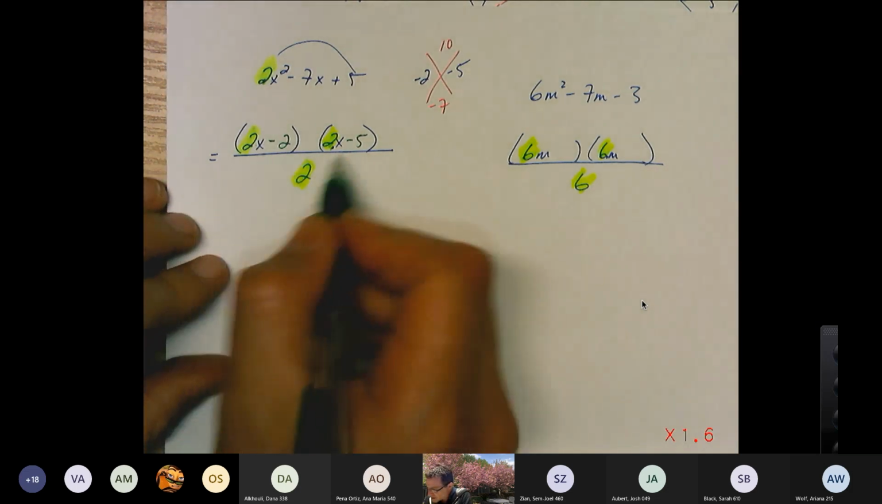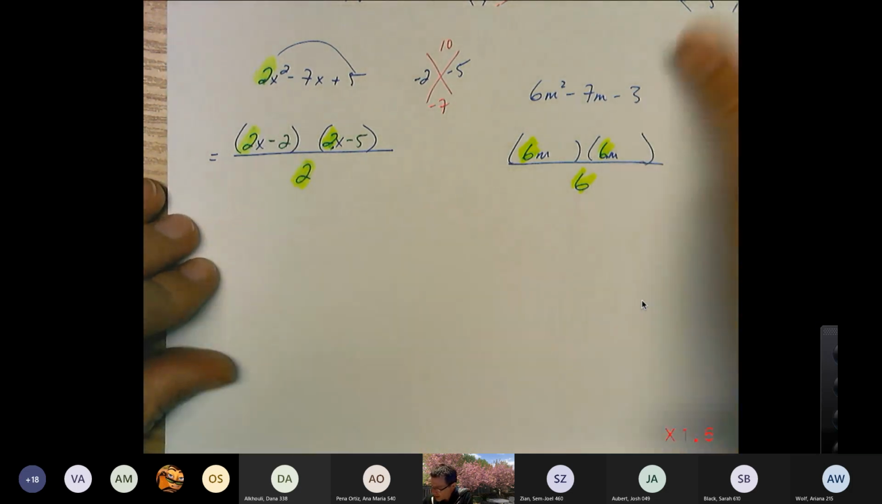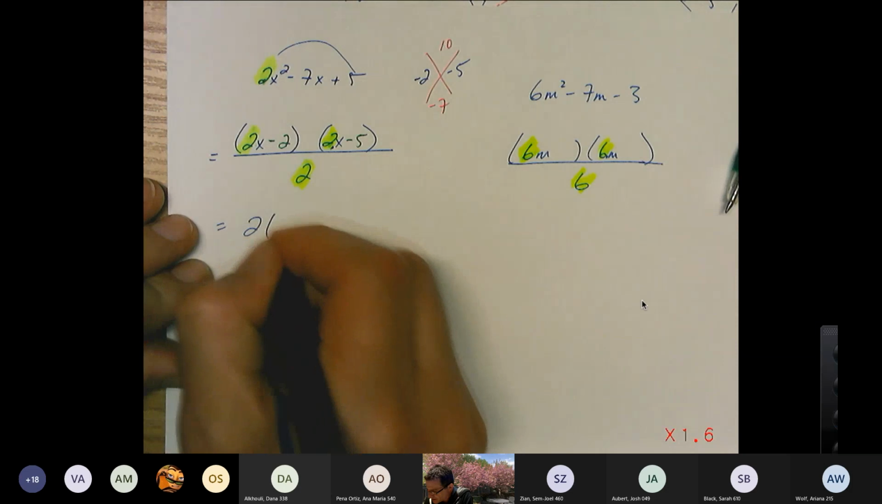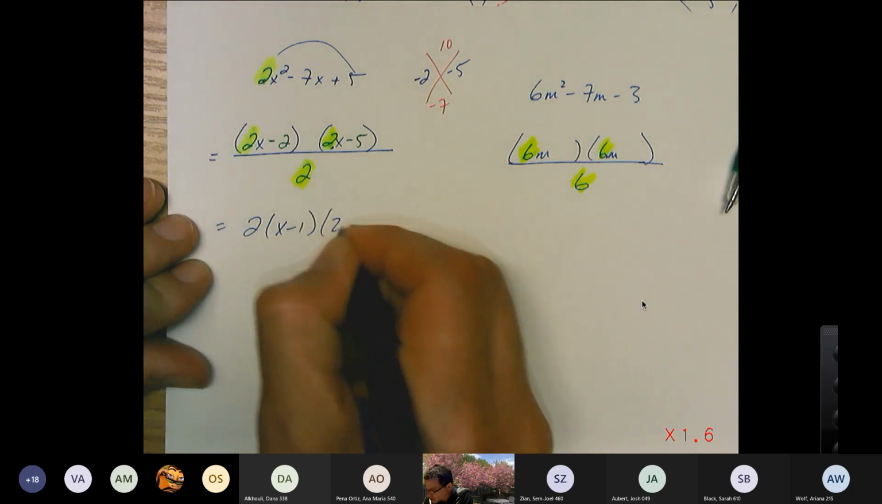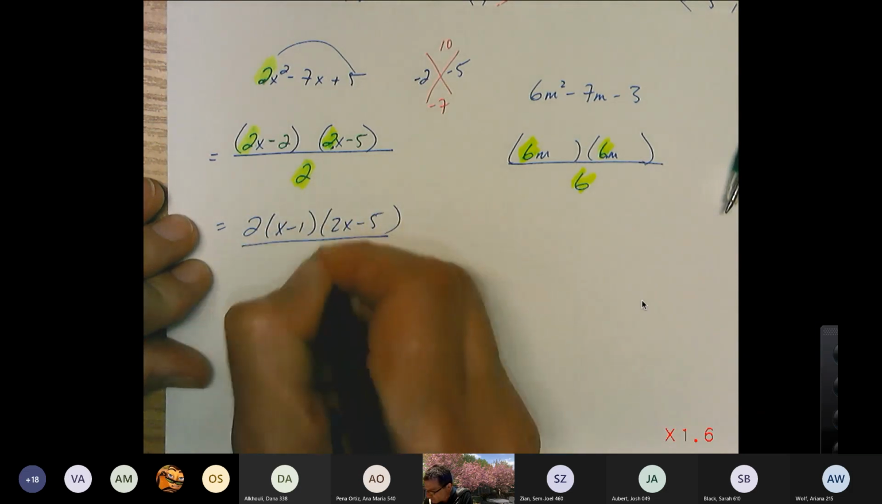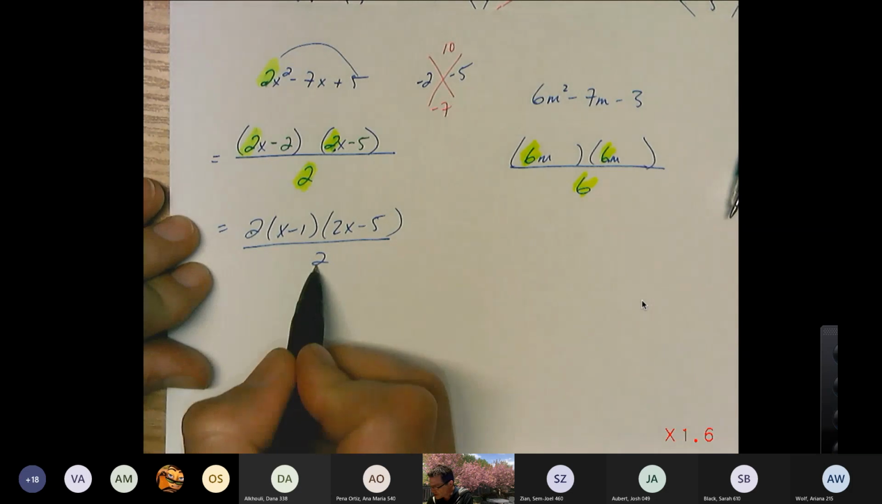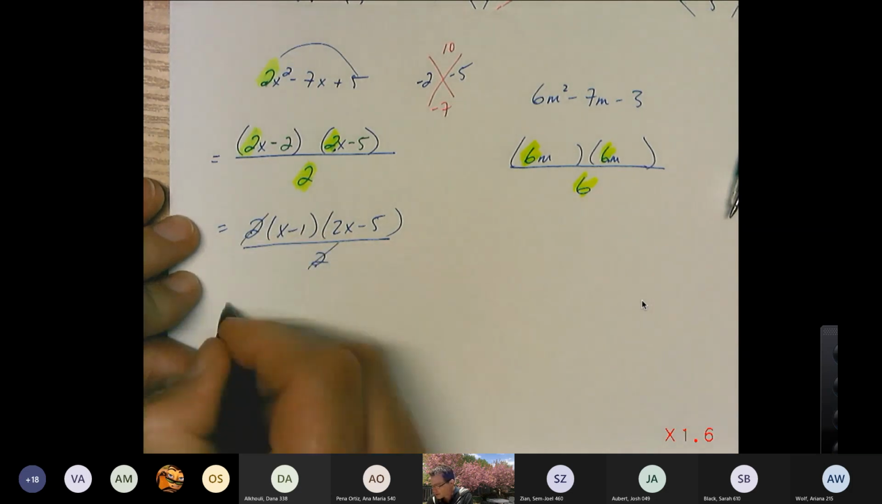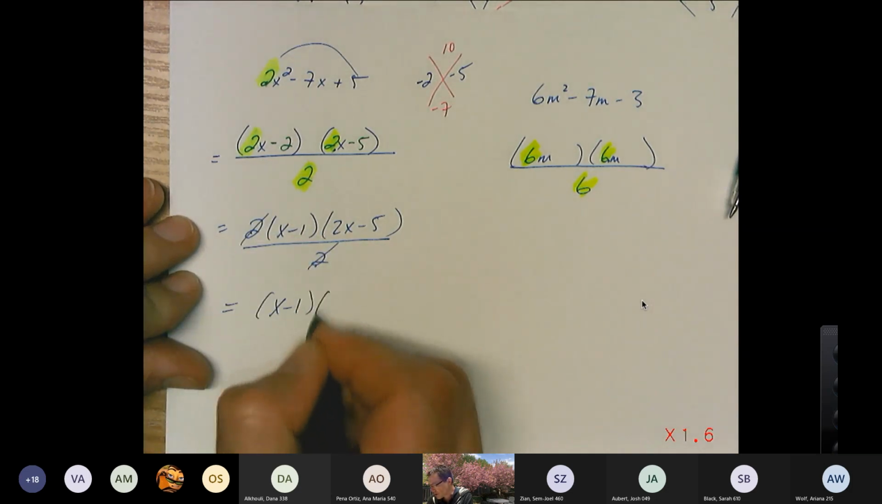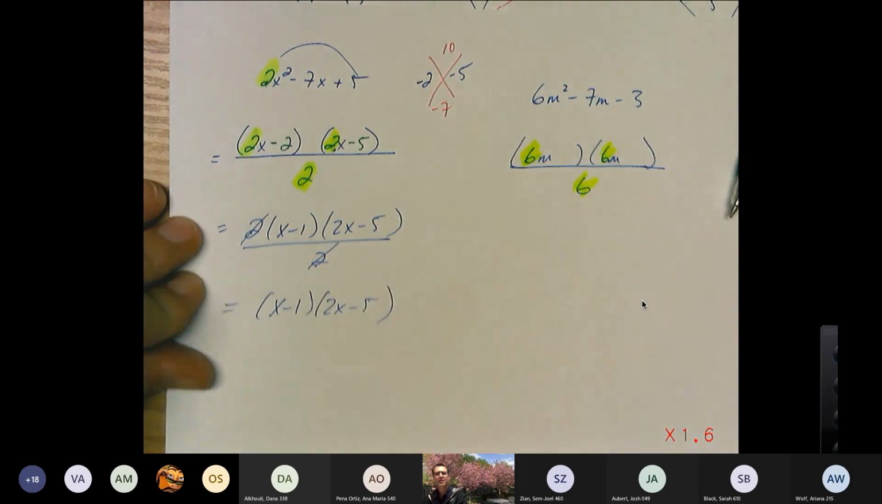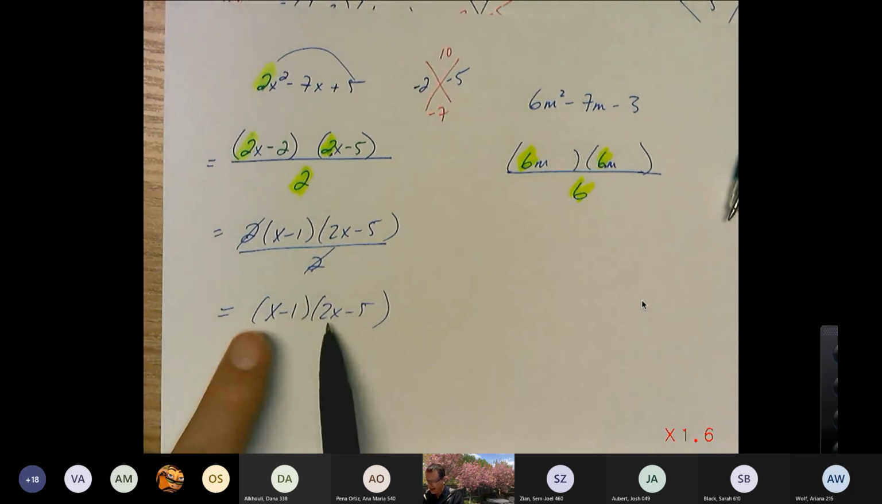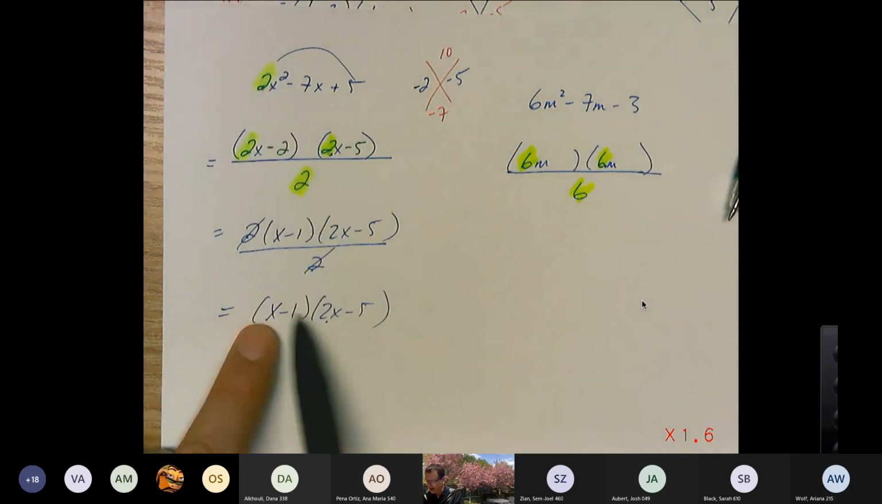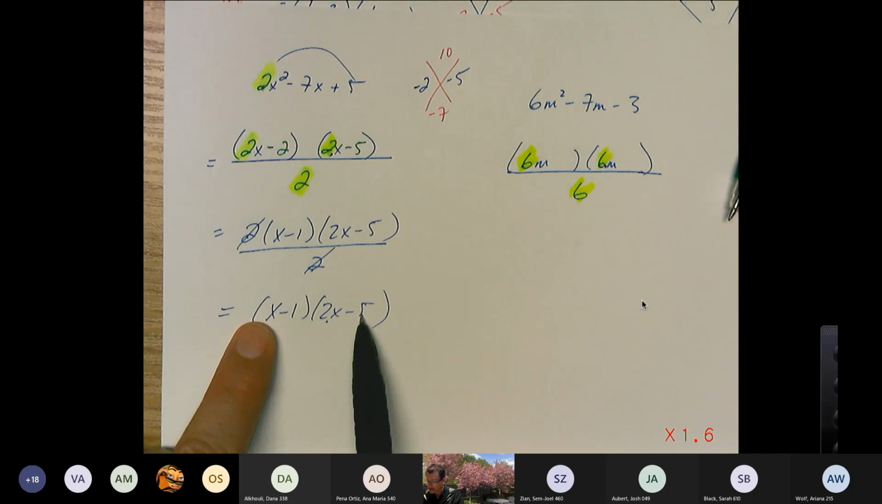We common factor. This is a 2 and a 2. So that'll common factor out a 2, leaving me with x minus 1, 2x minus 5, all over 2. This 2 and this 2 will reduce, leaving you with x minus 1, 2x minus 5. Let's see if it works. X times 2x is 2x squared.